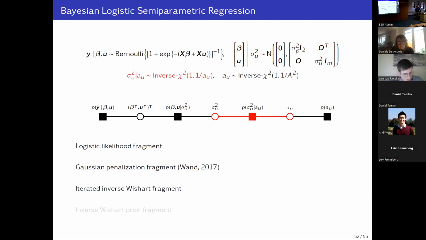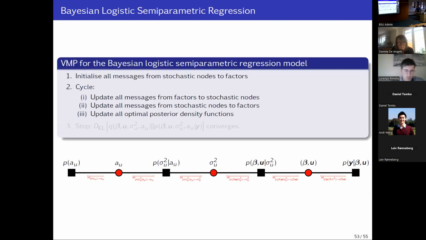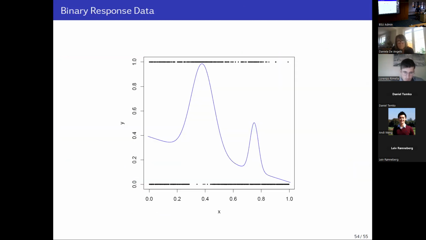We have these iterated inverse chi-squared fragments. We've seen them a few times, as well as these inverse chi-squared prior fragments. So in applying Bayesian logistic regression, we literally don't have to do any work, just copy and paste bits of code that we've already used. This is the general model, the general algorithm. And these are the kinds of fits that you can get when you run the variational inference algorithm for fitting non-linear probabilistic curves.